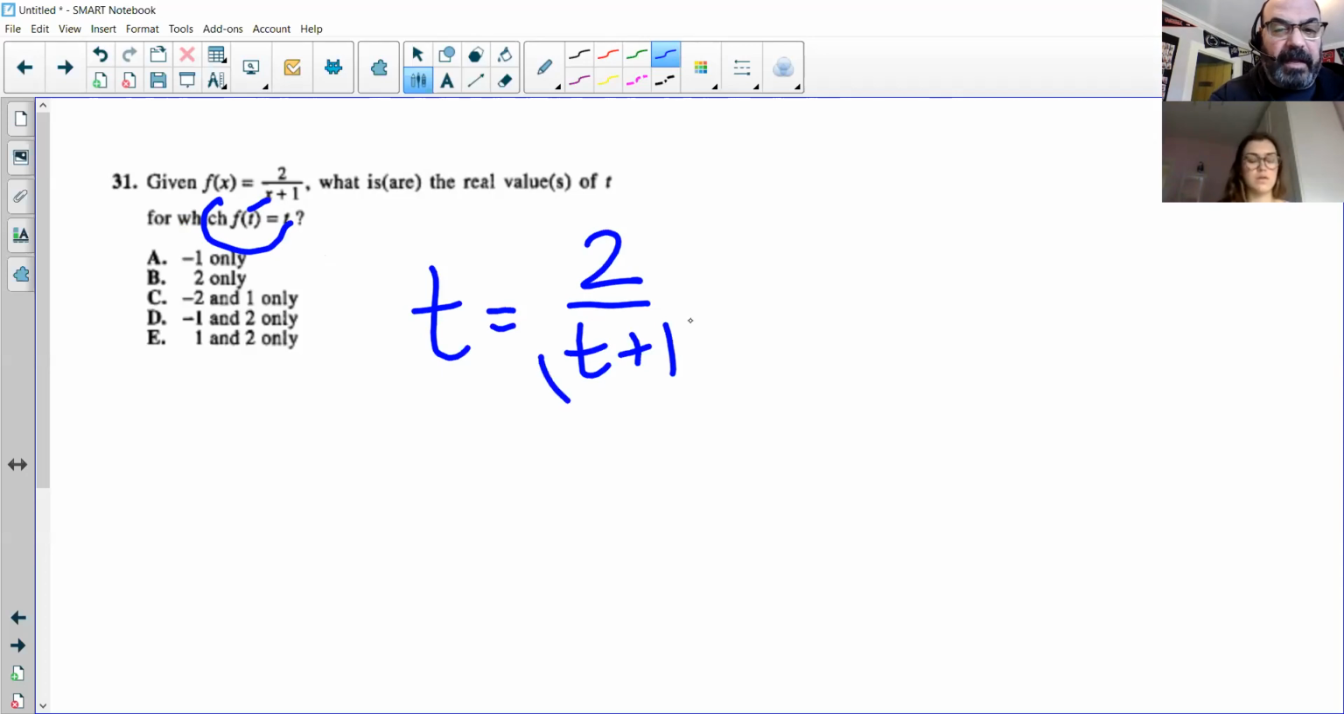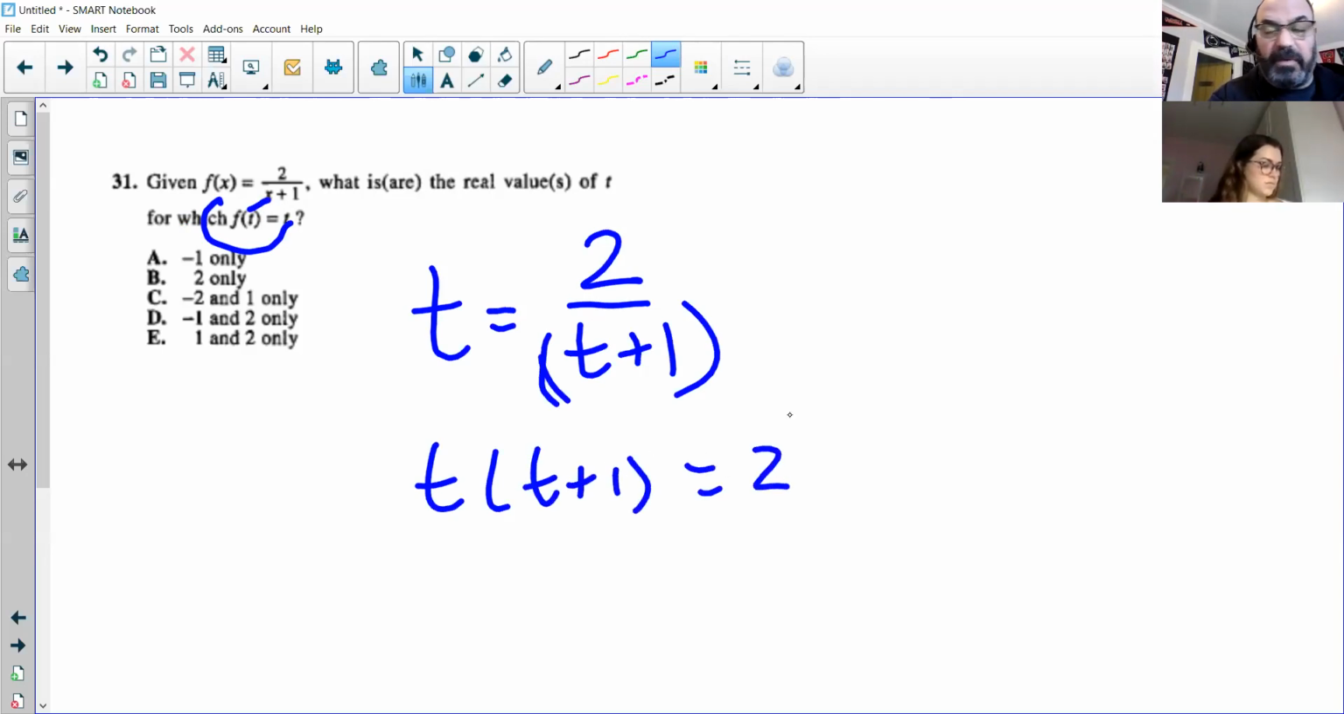So I'm going to multiply both sides by t over 1, and I get t times (t plus 1) equals 2, because when I multiply by t over 1, it cancels out of the denominator. That was my goal. So now I have t squared plus t minus 2 equals 0.